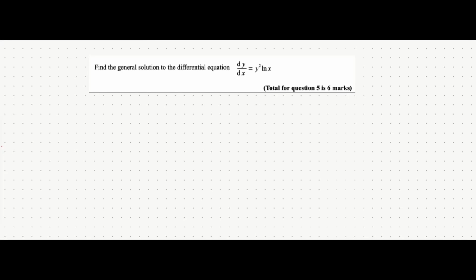In this video, we're going to have a look at how differential equations can be combined with integration by parts. So with these questions, you want to start by taking all the y terms to one side and all the x terms to the other side. In this case, it makes sense to divide both sides by y squared.